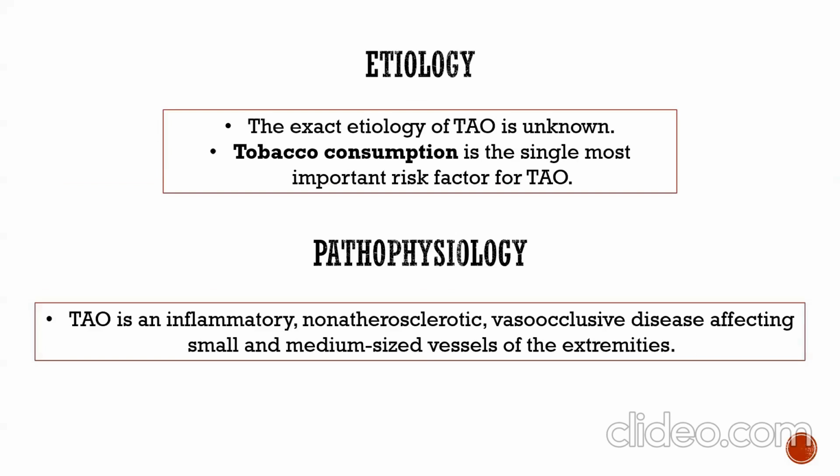Etiology. The exact etiology of thromboangiitis obliterans is unknown. Tobacco consumption is the single most important risk factor for thromboangiitis obliterans. Pathophysiology. Thromboangiitis obliterans is an inflammatory non-atherosclerotic vaso-occlusive disease affecting small and medium-sized vessels of the extremities.